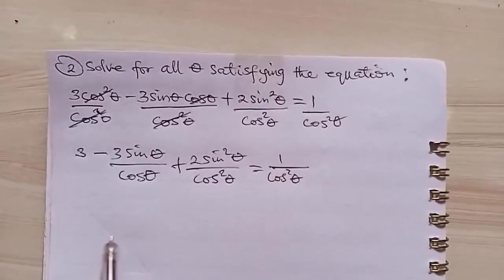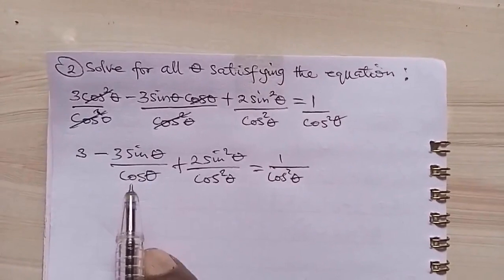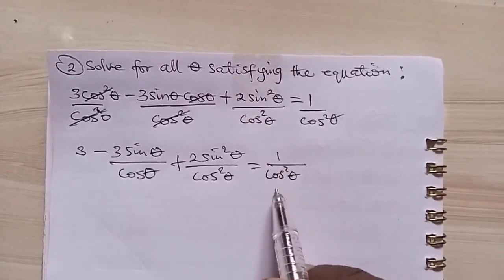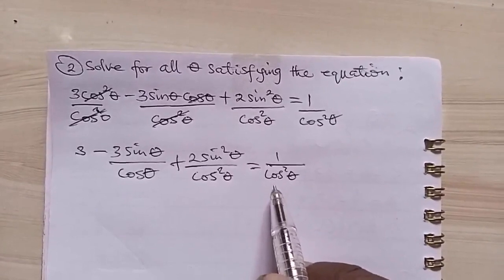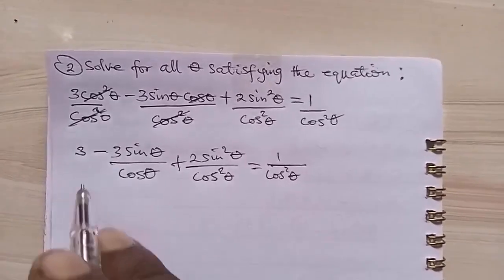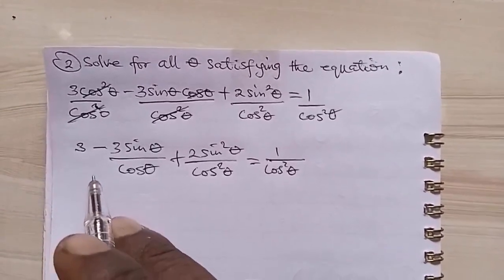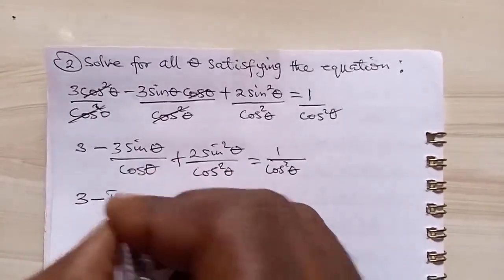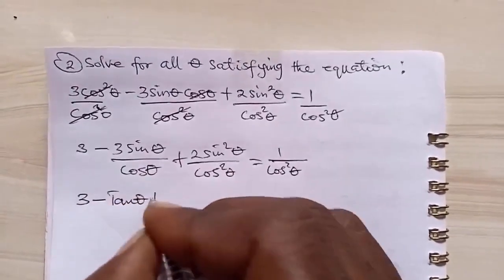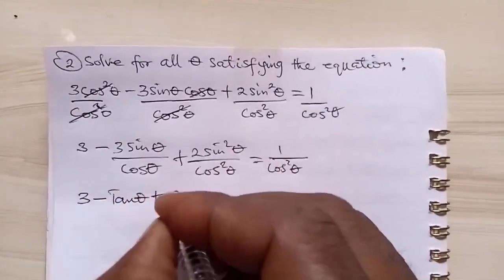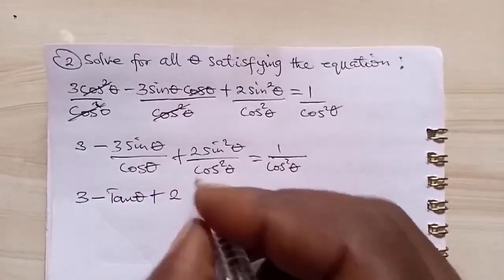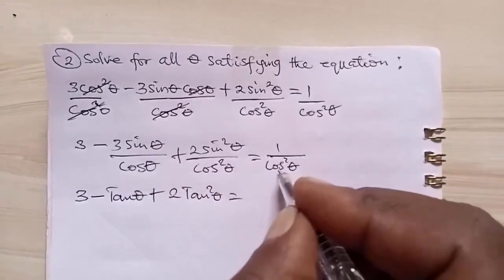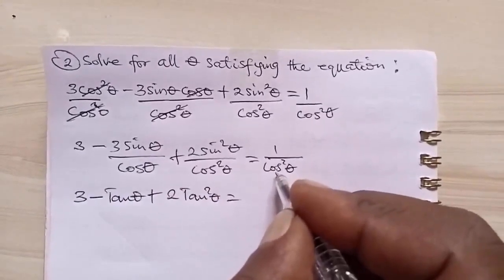Now, we need to remember that sin theta over cos theta is equal to tan theta. And we also need to know that 1 over cos square theta is the same thing as sec square theta. So if we put it here, we're going to have 3 minus tan theta plus 2 tan square theta, and here is sec square theta, which is also the same thing as 1 plus tan square theta.